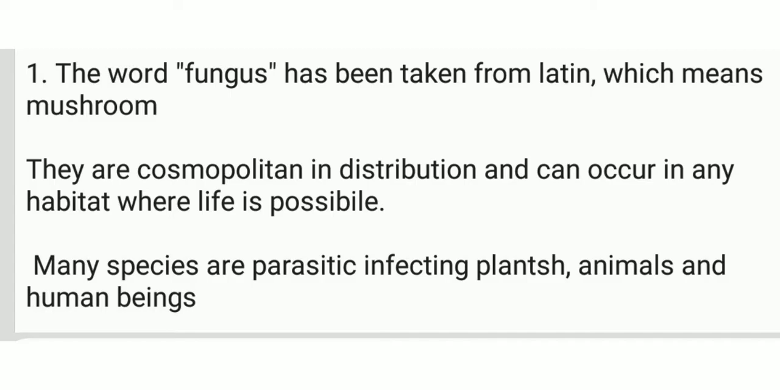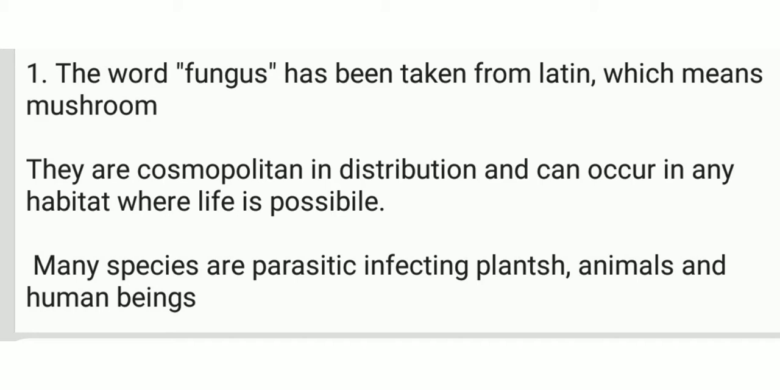In this video, we are going to learn about the general characters of fungi. The word fungus has been taken from the Latin, which means mushroom. Fungi are cosmopolitan in distribution. It means they can be seen in different countries. And fungi can occur in any habitat where life is possible.